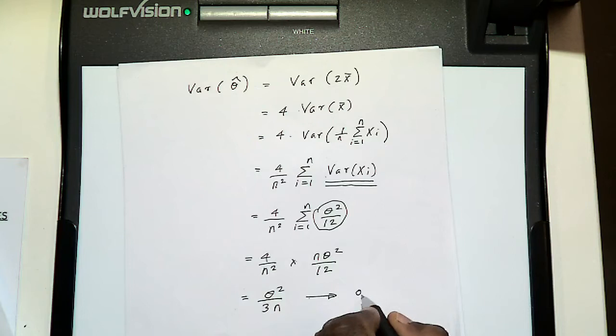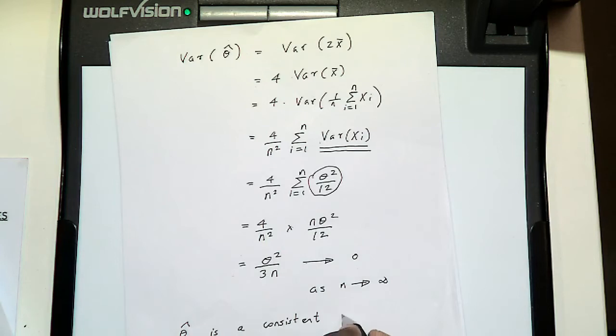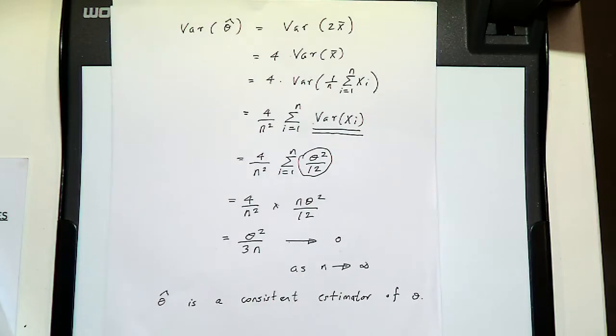And this clearly goes to 0 as n goes to infinity. So what this means is that theta hat is a consistent estimator of theta. Because remember, the MSE in this case, the mean squared error, is the same as the variance because the bias is 0. So that means in this case theta hat has both the good properties, that is unbiased and also consistent, right?